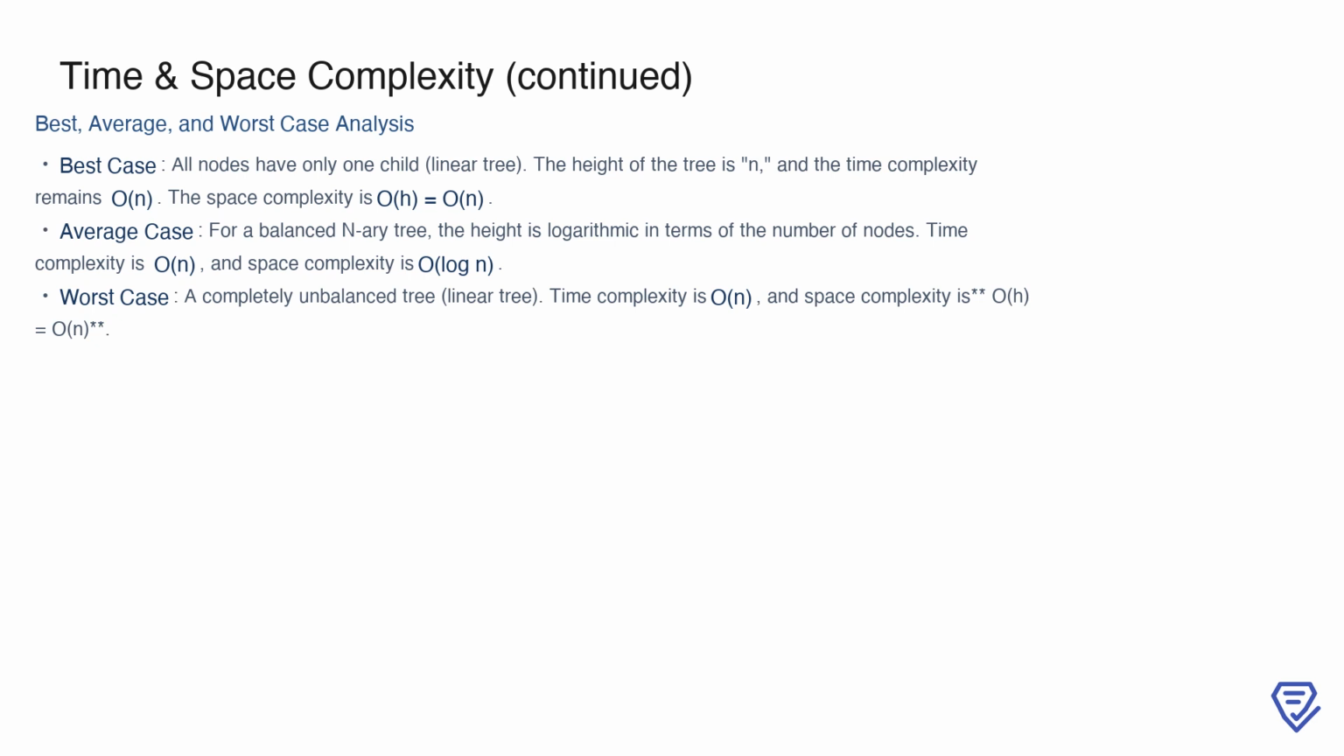This keeps the time complexity at O(n), but the space complexity reduces to O(log n), as the recursion stack depth corresponds to the height. Finally, in the worst case, where the tree is completely unbalanced and resembles a linear structure, the height again equals n. Thus, the time complexity remains O(n), and the space complexity reverts to O(n) as well.